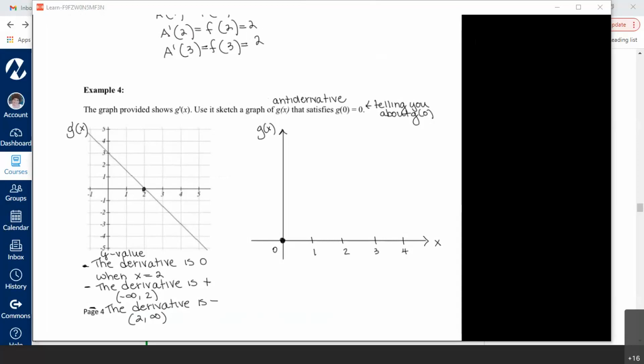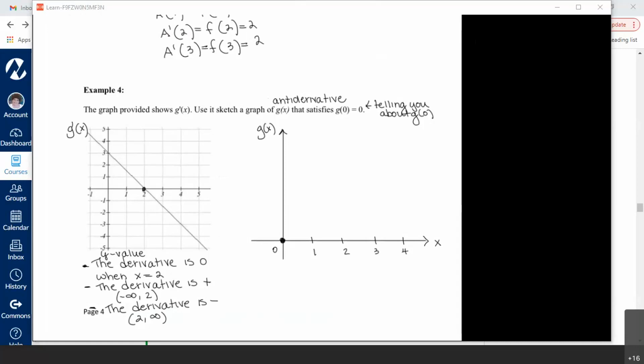Zero derivative, horizontal tangent line, extreme value. Zero derivative means you have a horizontal tangent line at that point. It also means you have a turnaround point, right? So you have an extreme value, either a maximum or a minimum at that x value. It's a critical number, right?